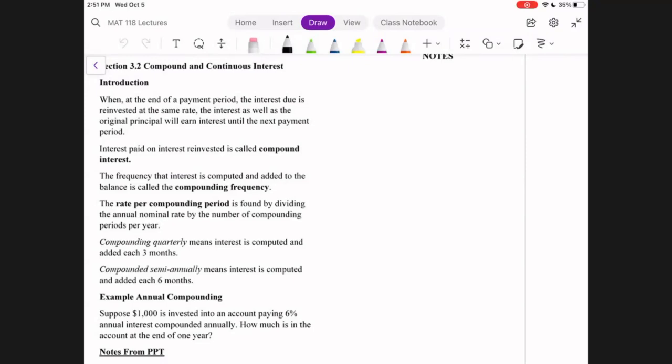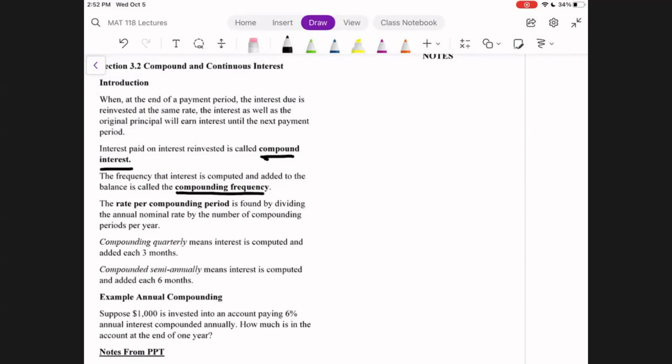So interest paid on an investment is called the compound interest that's reinvested. And then one thing is how often it happens. So typically for a credit card, it's monthly. For other accounts, it could be twice a year, quarterly, or maybe just one time a year. So how often it's compounded, you want to take effect of that.